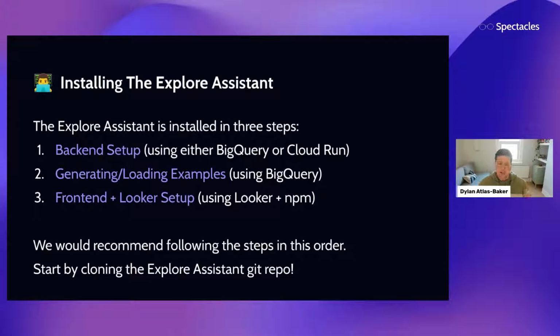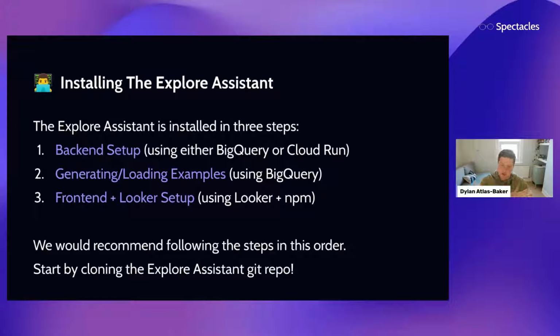And you can think of this as having three constituent parts. One is a backend that runs the model that provides the output that the front end uses. One is the examples that get stuffed into the prompt. And then the third is the front end and all the Looker stuff, which is basically the UI bit that you saw just now in the walkthrough. I would recommend installing them in this order. When I was going through this, I found it to be the most sensible way, at least in my head. And all of this starts by cloning the Explore Assistant repo, which has been dropped in the chat on LinkedIn.